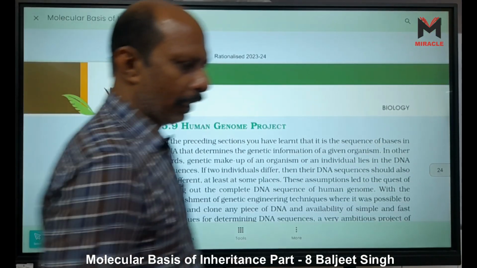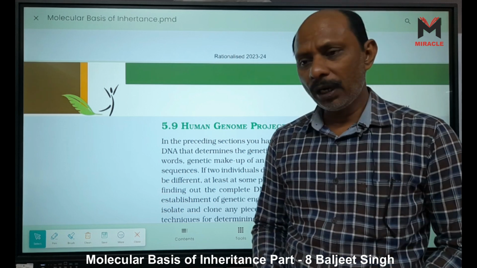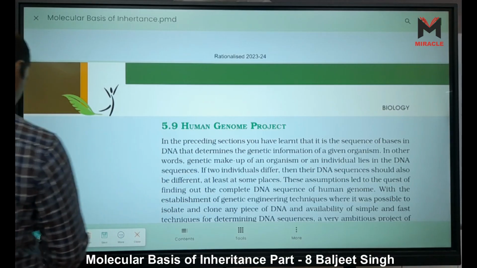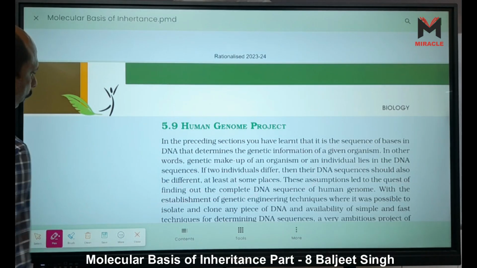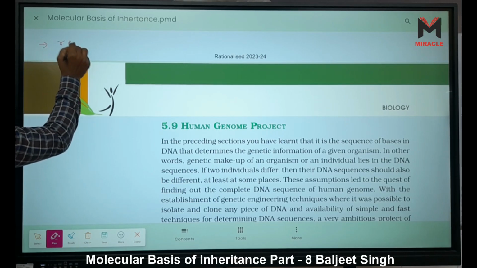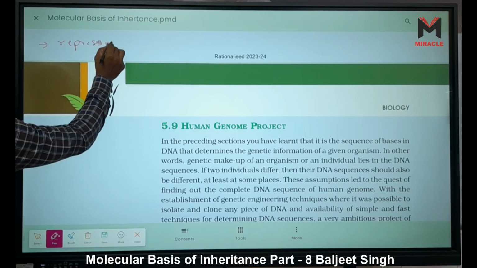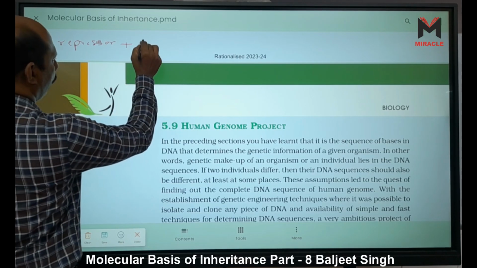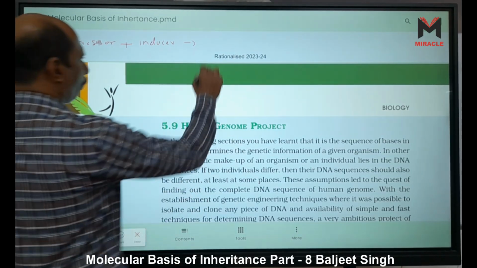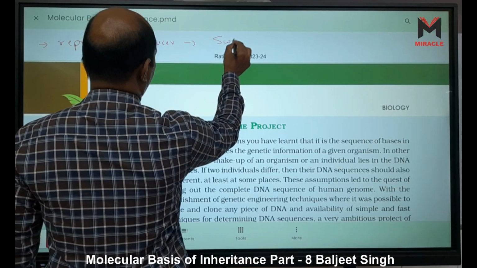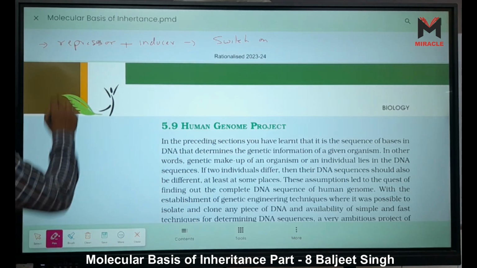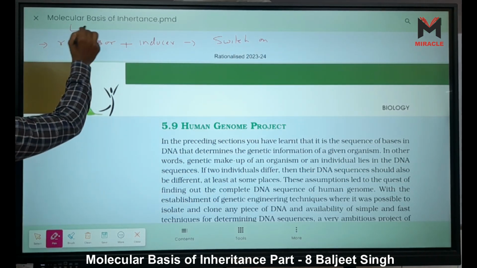Another example is the tryptophan operon. In the lac operon model, what do we read here? Here we have repressor protein plus inducer, right? Then what happens? Switch on process. It is called switch on, right? And this is the lac operon.